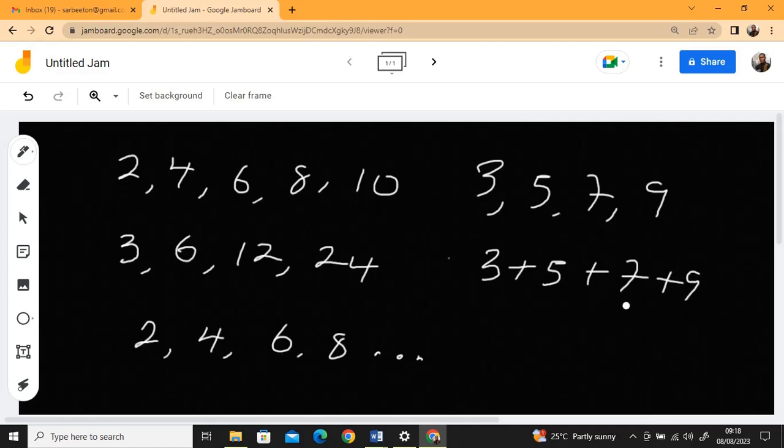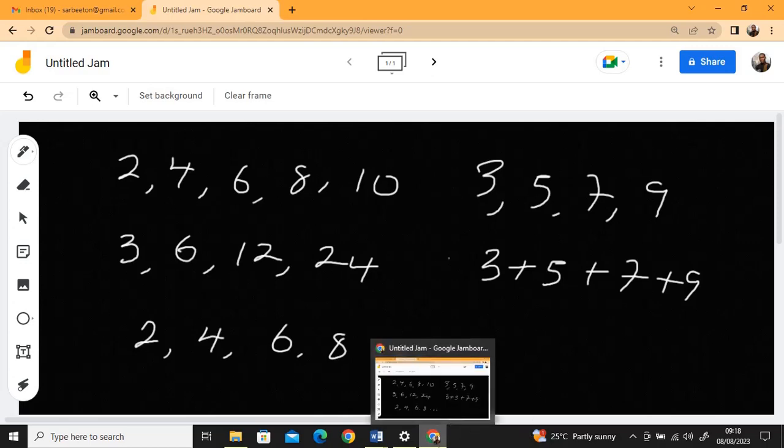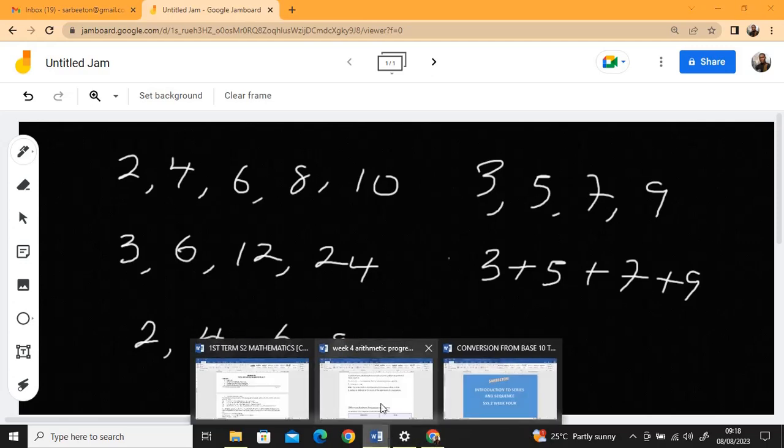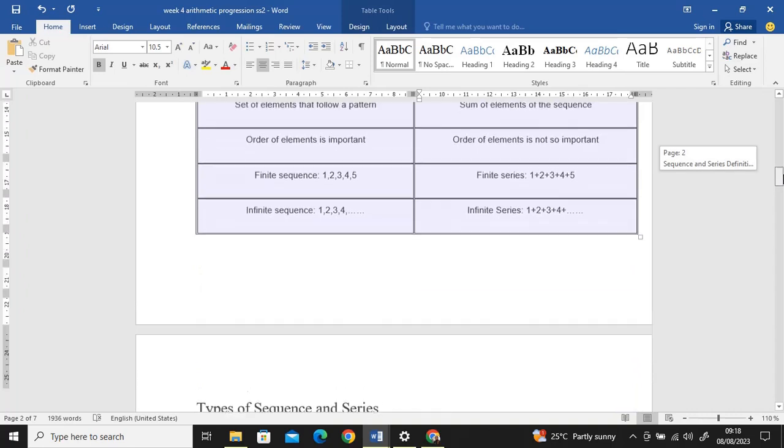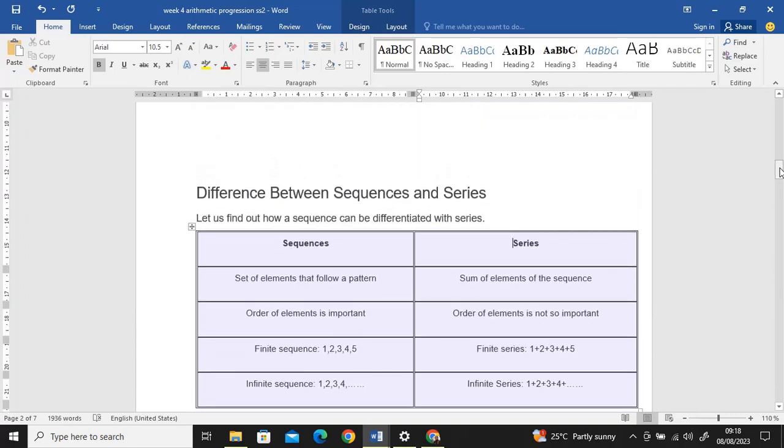So I hope you understand the difference between a sequence and a series. Now we'll move on. That's the difference between a sequence and a series. I will attach this note to this particular tutorial, so you have the notes and you take a glance through it, so you have a basic concept and basic understanding of sequence and series.